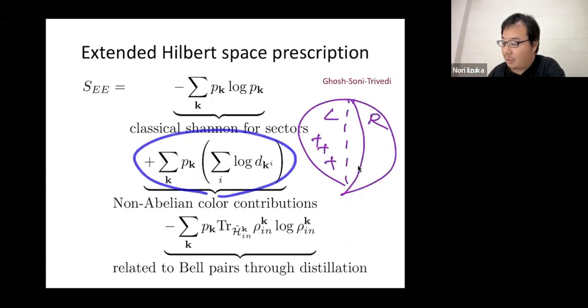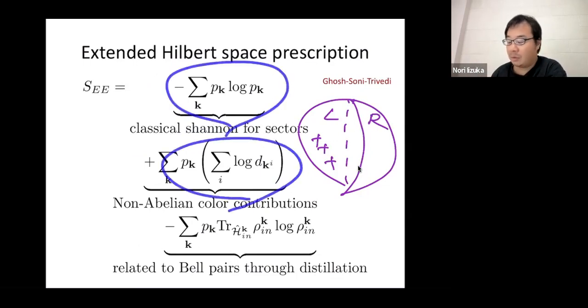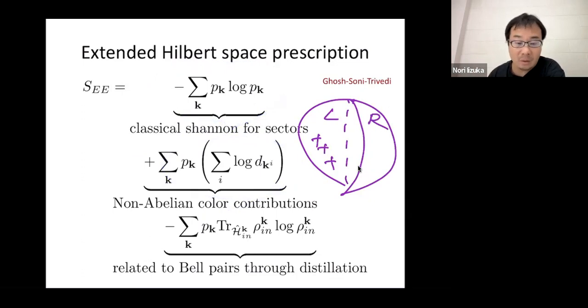So these two contributions are irrelevant for the Bell pair. If you naively extend your Hilbert space so that it factorizes, you obtain these contributions as well, but they are not genuine entanglement entropy associated to the Bell pair, so you have to distinguish. Okay, so that's the prescription.